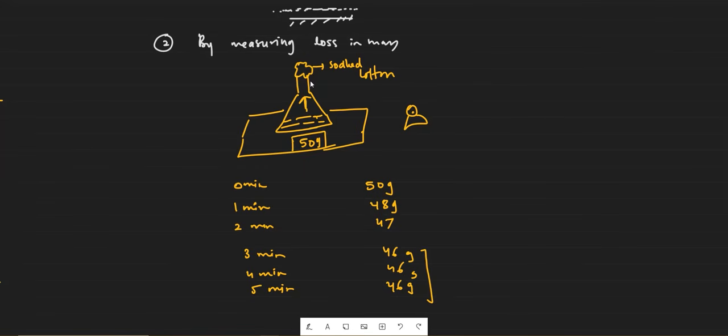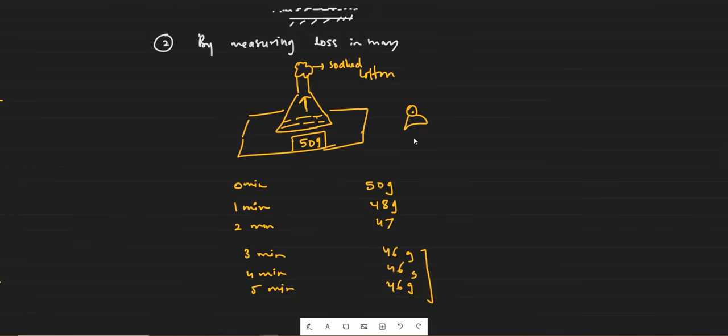It is to make sure that the release of the gas is delayed a bit, so that you can monitor the rate of reaction. If you leave it open, gas will be immediately released and you won't be able to measure the loss in mass against time. This is just to delay the process so that you can actually plot it and see how the rate is changing with time.